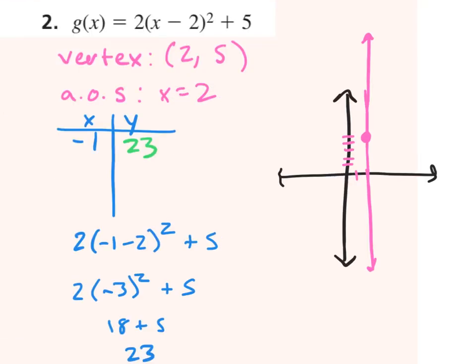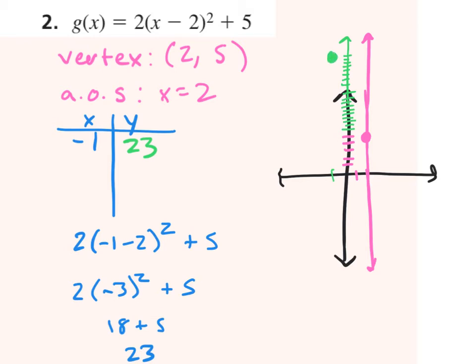So we just need to add more lines to our axis. So we have 5, 6, 7, 8, 9, 10, 11, 12, 13, 14, 15, 16, 17, 18, 19, 20, 21, 22, 23. So when we go to the left 1 and up 23, we would have a point right there.